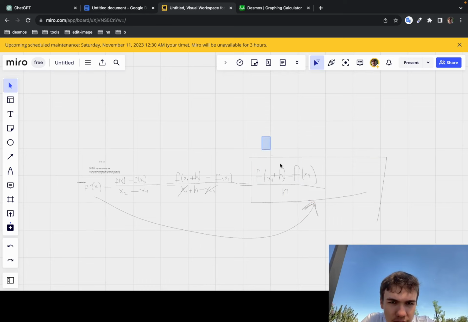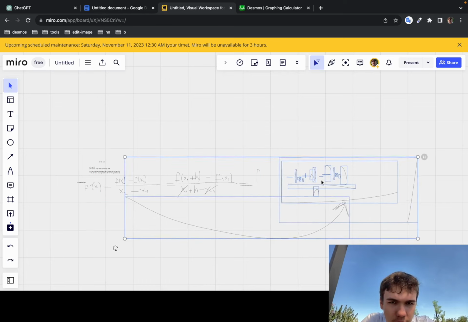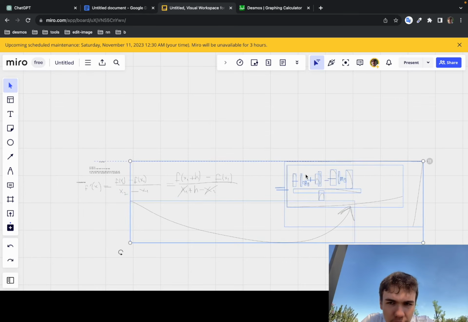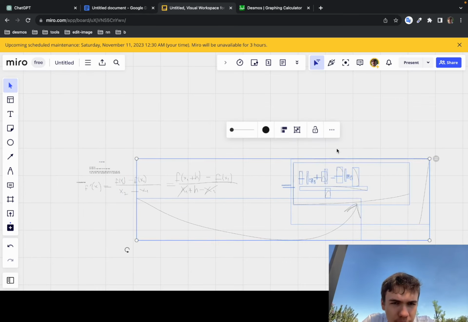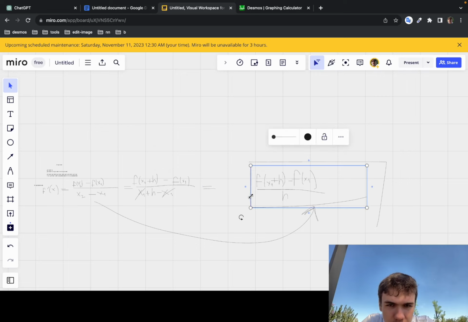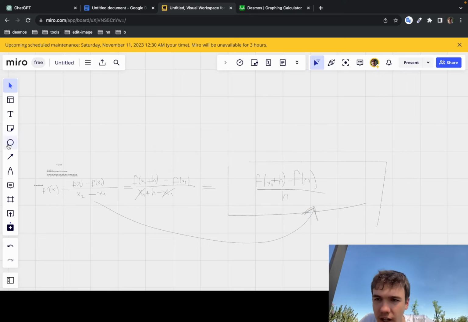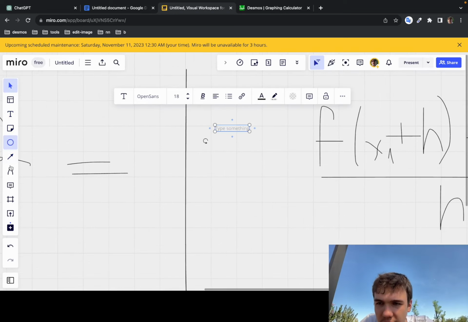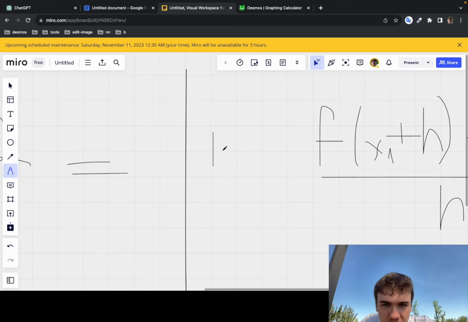I want to put it here and say that the limit says that our h approaches 0.